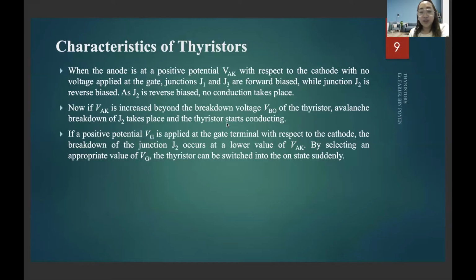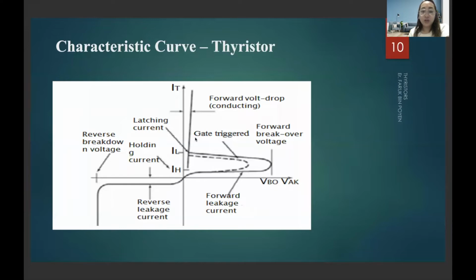So the difference of the SCR to the Shockley is that you can trigger the SCR through the gate, not just by reaching the breakover voltage, but by applying the VG in the gate terminal, making the gate more positive than the cathode, and it will trigger the SCR to conduct. That's why we have a triggering device. As you can see here, the difference from the earlier curve is that you have a forward leakage current where this broken line represents gate triggered, or the VG that switches the SCR into sudden conduction.